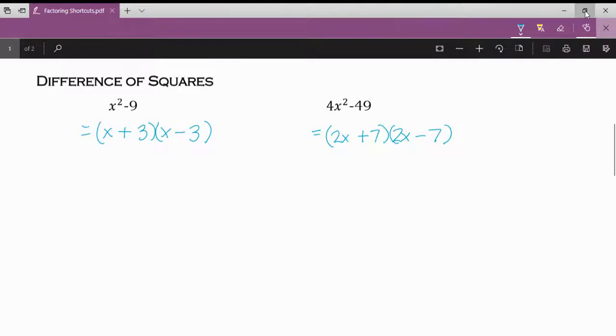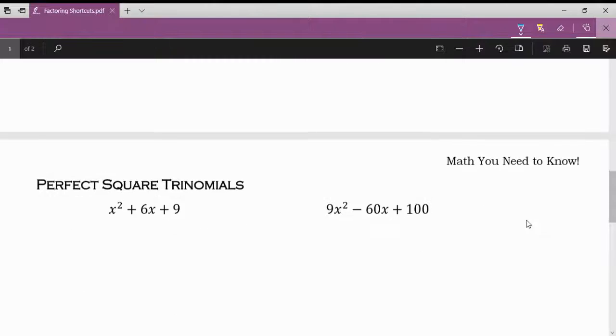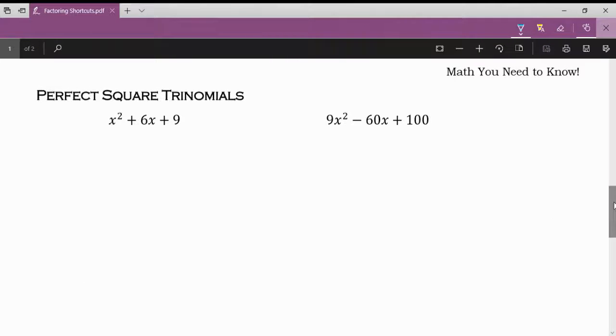Okay? The next shortcut is for perfect square trinomials.